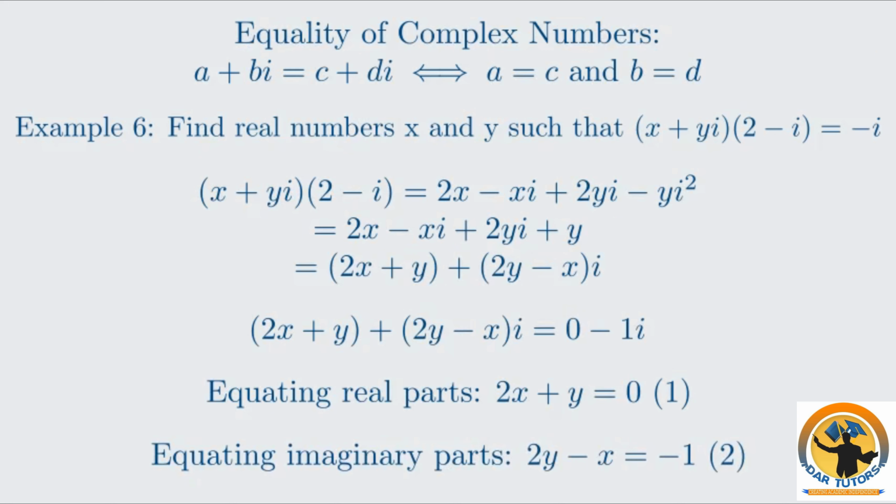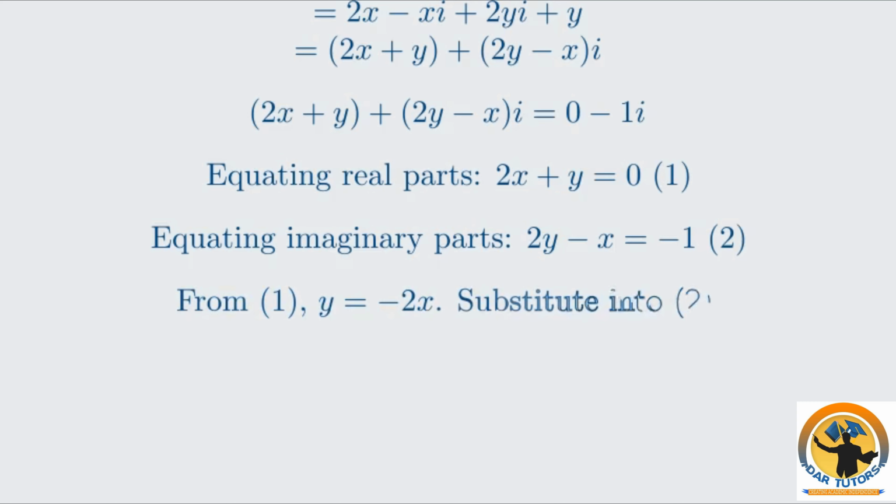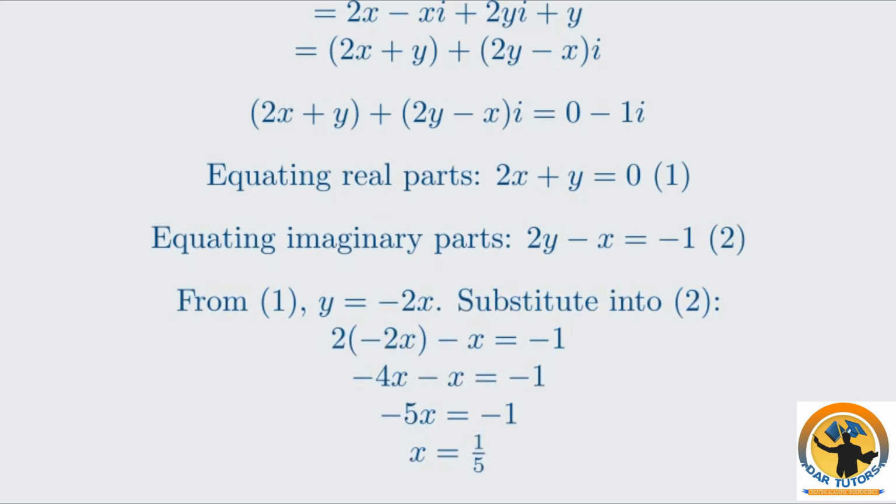This gives us a system of two linear equations, 2x plus y equals 0, and 2y minus x equals negative 1. We can solve this system. From the first equation, y equals negative 2x. Substituting this into the second equation gives 2 times negative 2x minus x equals negative 1. This simplifies to negative 4x minus x equals negative 1, or negative 5x equals negative 1.